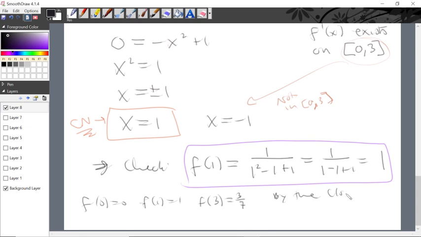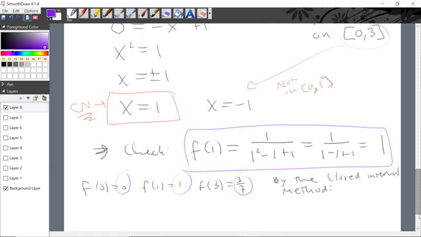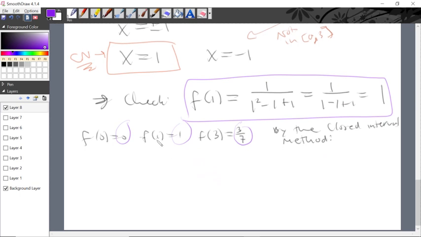By the closed interval method, therefore, the largest of these three y values is the absolute maximum on that interval, and the smallest of these is the absolute minimum. And of these three numbers, 0 is the smallest, 1 is the largest.